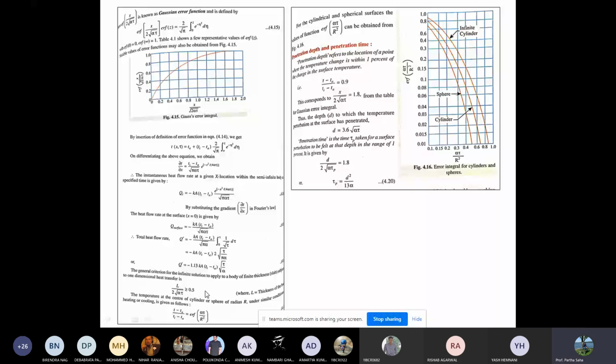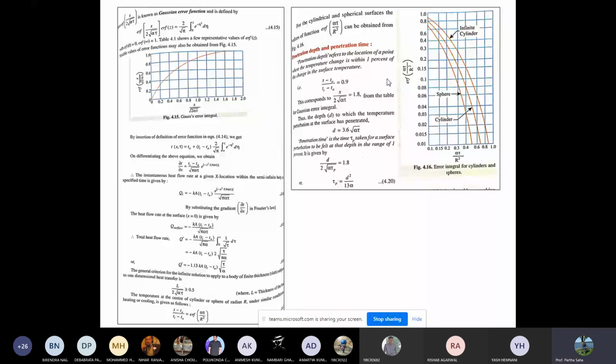Now for cylinder and sphere, instead of x we have to substitute the radius r. So this expression becomes (T minus Ta) by (Ti minus Ta) equals the error function of alpha tau by r square. For the cylinder and sphere, the error function of alpha tau by r square, as you can see, can be obtained from figure 4.6. For different alpha tau by r square values, you can extrapolate and get the error function value, right?